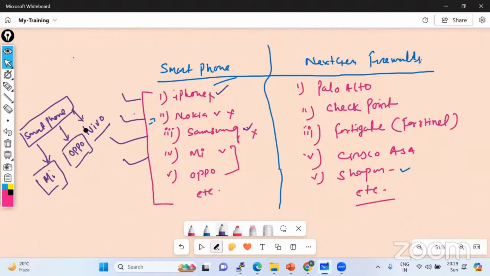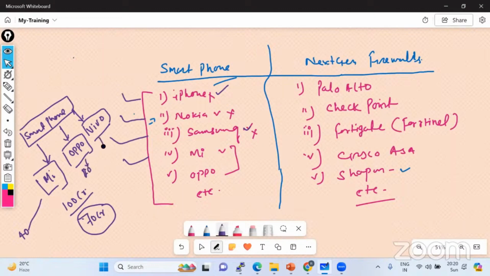So what is happening? Let's suppose the population of the country is 100 crore, right? And out of this, if 70 crore people are going to purchase these three products, out of 70 crore, maybe I can say 40 crore is Mi, 20 crore is Oppo, and 10 crore is Vivo. So what is going to happen? The majority of service centers in India are going to be required for Mi because they have more products available in the market.